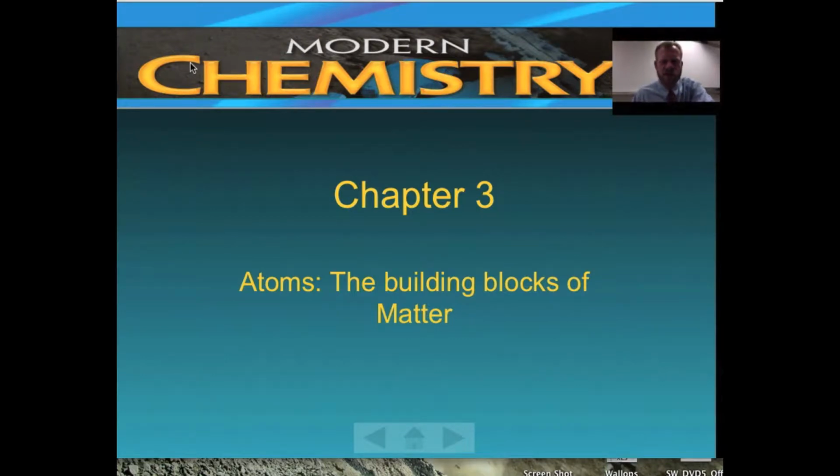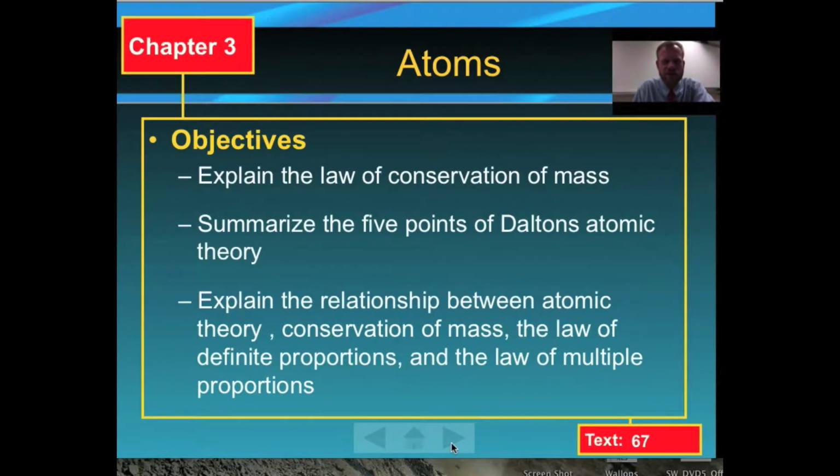Okay, in Chapter 3 we're going to be learning all about atoms. This first section we're going to kind of look at the history of the development of atomic theory. So we're going to learn about things like the law of conservation of mass, Dalton's atomic theory, and we're going to spend some time looking at the law of conservation of mass and the laws of definite and multiple proportions.